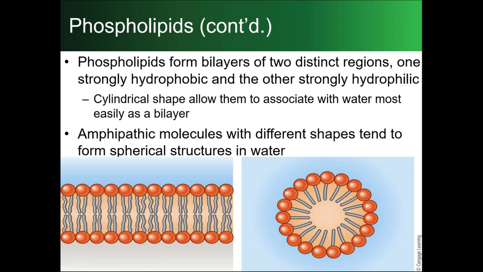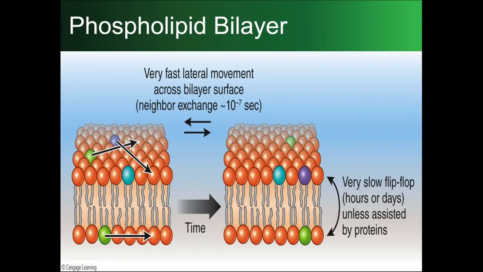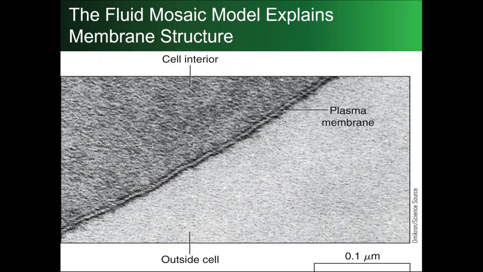If we talk about the fluid mosaic model that explains the membrane structure: with the development of the electron microscope in the 1950s, cell biologists were able to see the plasma membrane for the first time. One of their most striking observations was how uniform and thin the membranes appear to be. The electron microscope revealed a three-layered structure, something like a trailer or truck, suggesting that the plasma membrane was a uniform structure, no more than 10 nanometers thick.